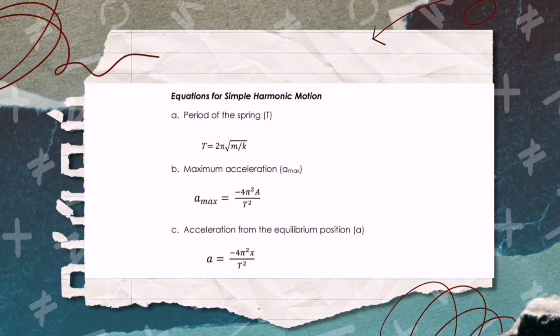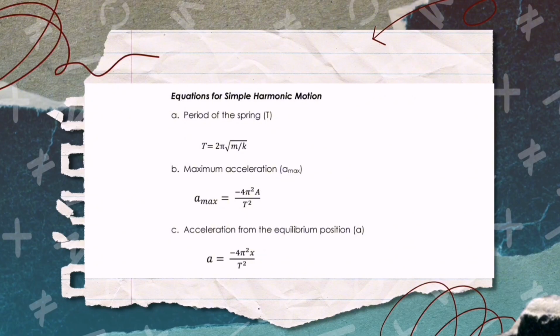The next equation is the maximum acceleration, or a sub max, equals negative 4 pi squared A over T squared. This gives the maximum acceleration of the object, the greatest speed change it experiences while moving. The variable A means amplitude, or how far the object moves from the center. The negative sign tells us that the acceleration is always directed back toward the center and not away from it.